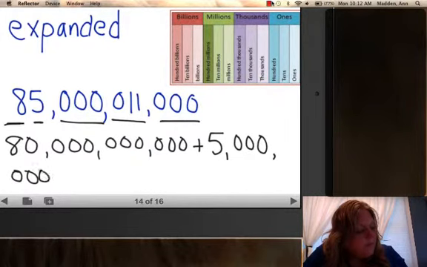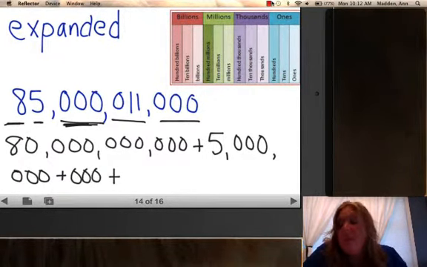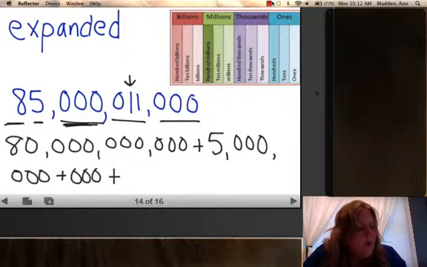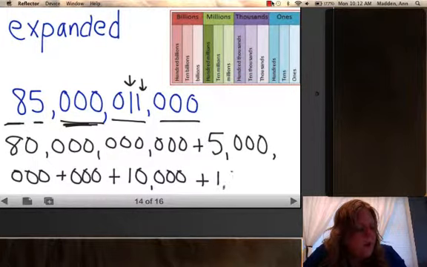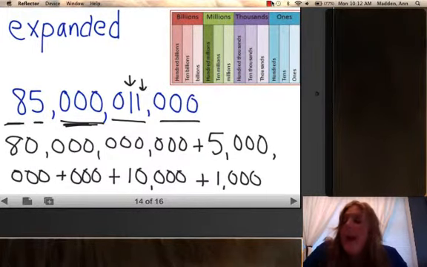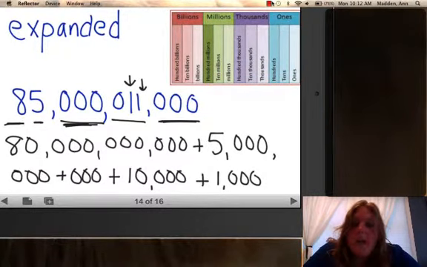I'll go down to the bottom. Plus, nothing in the million spot, so I don't have to write anything. I've got a 1 here. That 1 means 10,000, plus my second 1 here means 1,000. And I don't need to write any more because I have zeros. So our number is 80 billion plus 5 million plus 10,000 plus 1,000.